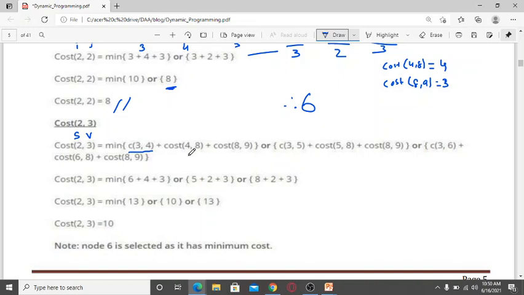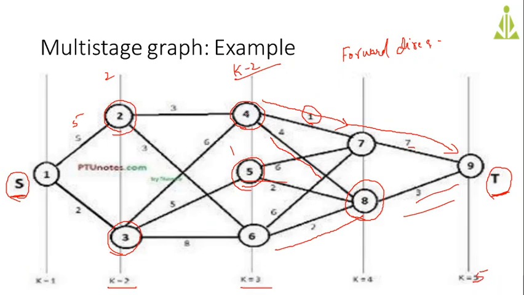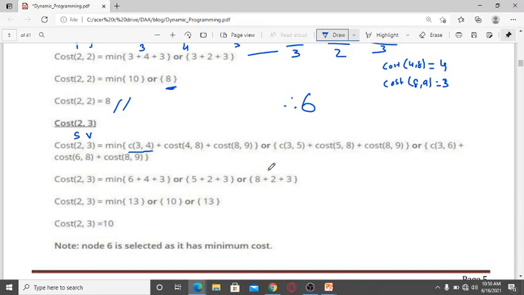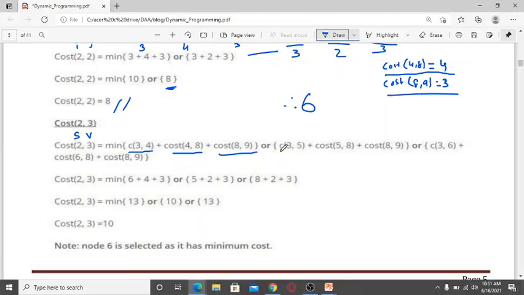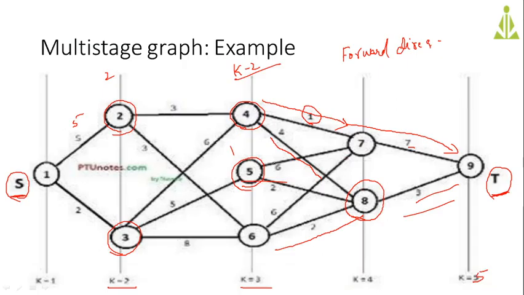cost of 4 comma 8. Once it is going from 3 to 4, we need to go from 4 to 8 because 8 is selected as a minimum. Okay, so what is the value of cost 4 comma 8? Already we have 4, and cost 8 comma 9 already we have here is 3. Or next, from 3 to 5, what is the cost there? 5 plus cost 5 comma 8. Here also we are taking 8 because we have selected the 8. Remember that 8.